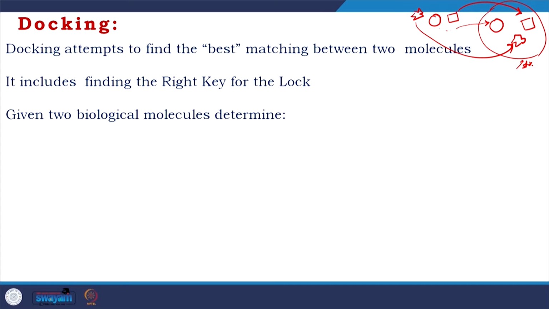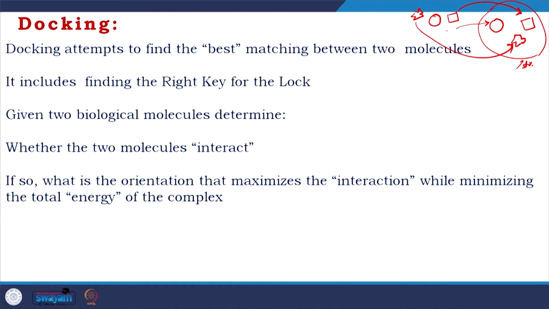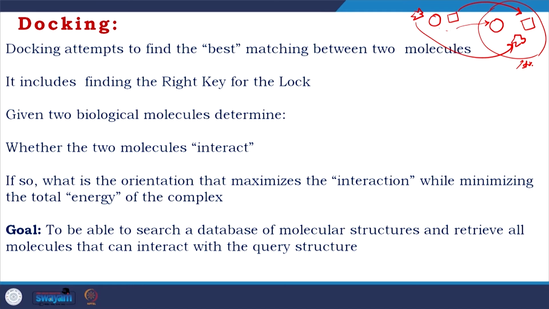Given two biological molecules, determine whether the two molecules interact. If they interact, what is the orientation that maximizes the interaction while minimizing the total energy of the complex. I repeat, do they interact or not? If they interact, what is the orientation that maximizes the interaction while minimizing the total energy of the complex? The goal of docking is to be able to search a database of molecular structures and retrieve all molecules that can interact with the query structure.